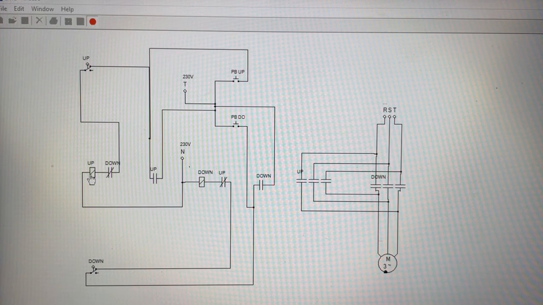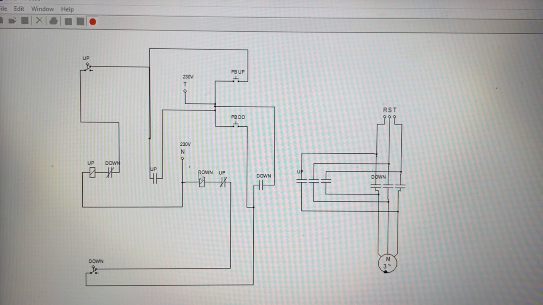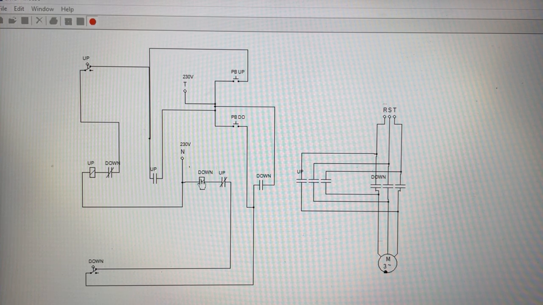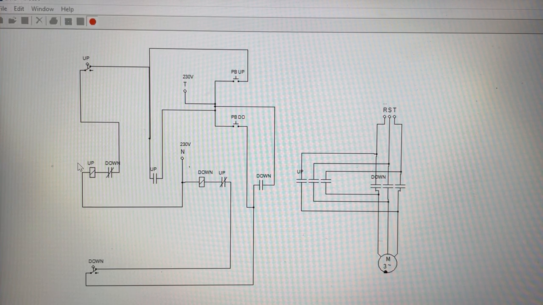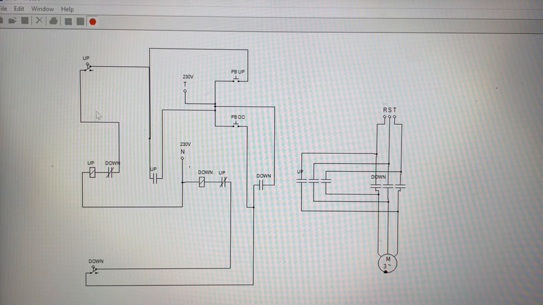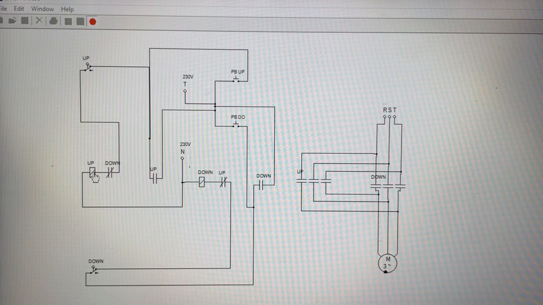This is the up contactor coil, this is down contactor coil, this is the voltage neutral supply. Neutral supply we connected to both the relay contactor coils, and here you can see this is up direction contactor.